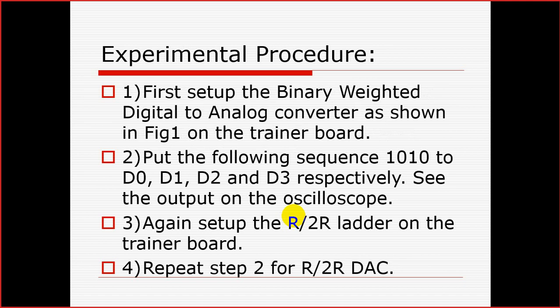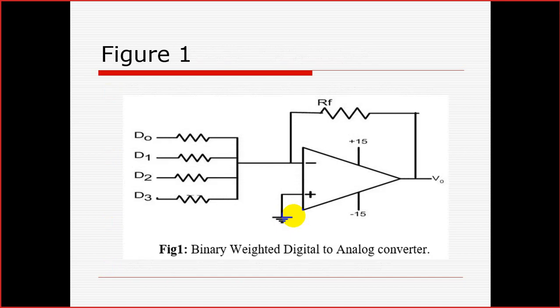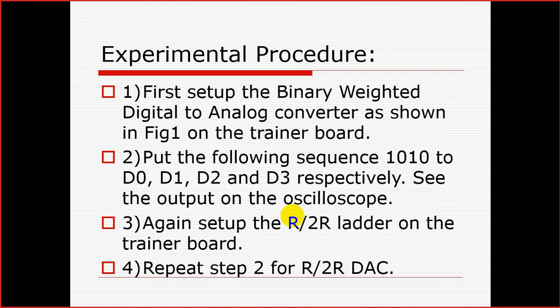And this is the experimental procedure. First, set up the binary weighted digital to analog converter as shown in figure 1 on the trainer board. This is figure 1. As shown in this figure, you set up the circuit on the trainer board. Step 2: put the sequence 1010 to D0, D1, D2, and D3 respectively, and see the output on the oscilloscope. Again, set up the R2R ladder on the trainer board. Review step 2 for the R2R ladder. Okay, that's the experimental procedure.